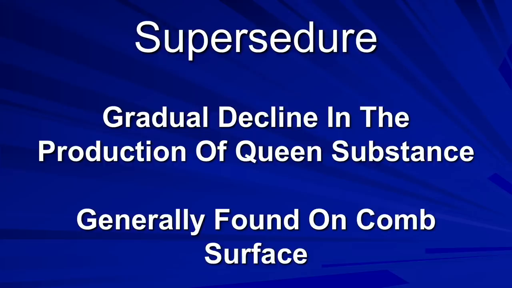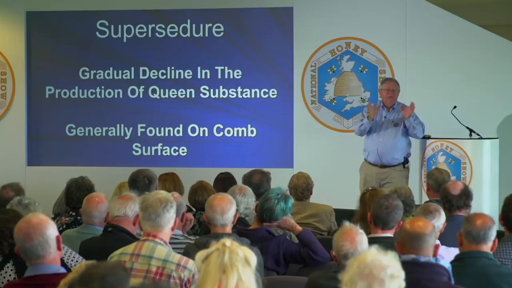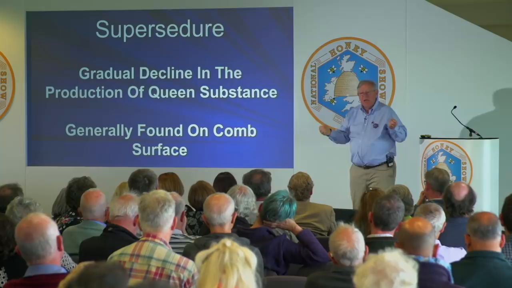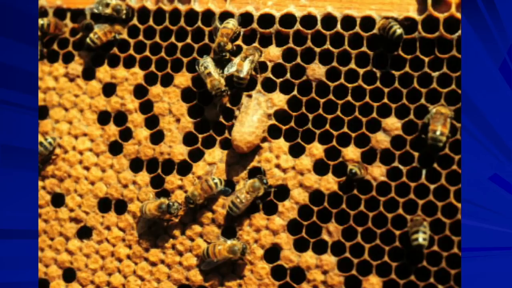In the case of supersedure in relation to pheromones, as a queen ages, she likely produces less queen substance. And her level of production may very well drop below the threshold that's been inhibiting them from raising new queens. It's like they got an email. Hey, it's time to start raising queens because the chemical is below that threshold. And so they set about to raise new queens. Again, supersedure queen cells are typically found on the comb surface. All right, there's a queen cell. It's on the comb surface.